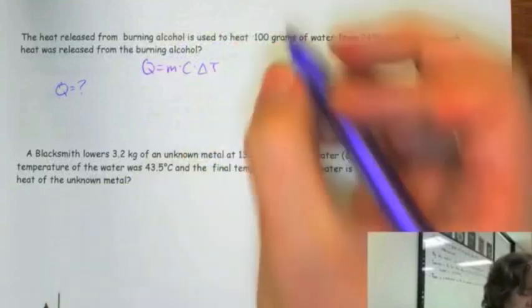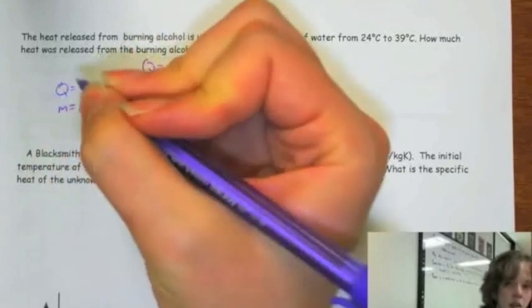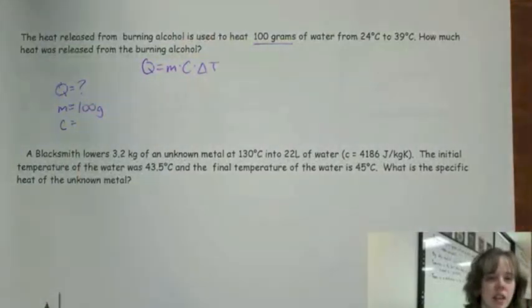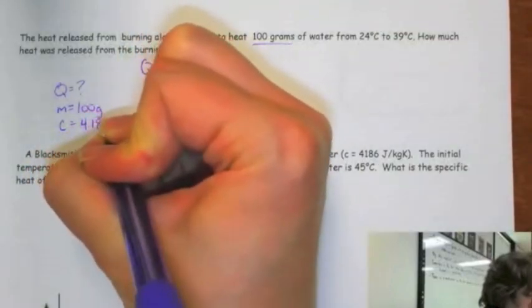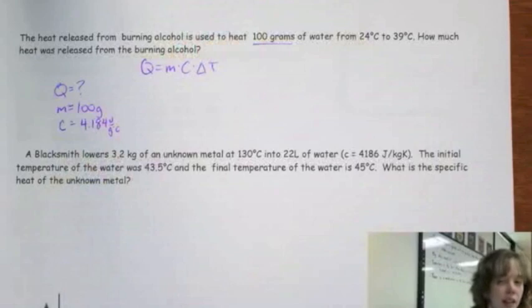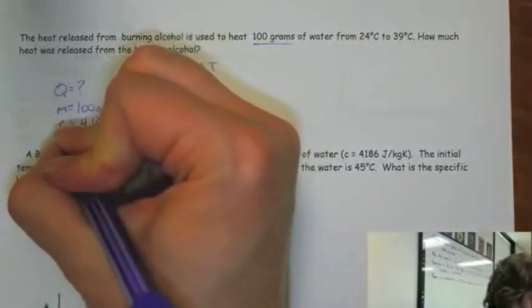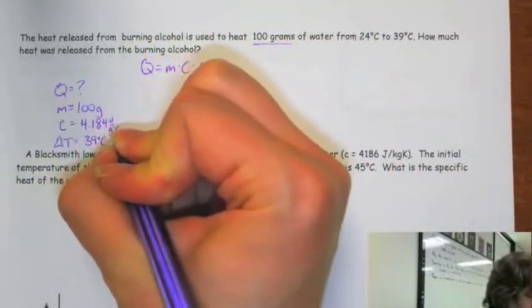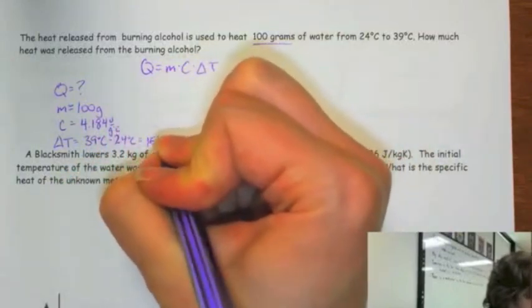Our mass, it tells us, is 100 grams. Our C is going to be our heat capacity for our water, and you're going to be given this in a table someplace. You need to be aware that our heat capacity for water, if it's liquid, is always 4.184 joules per gram degrees Celsius. We're going to talk here in a minute about what happens if it's not liquid. All right, and then our delta T, remember it's a change in temperature, so it's our final temperature, which is 39 degrees Celsius, minus our initial temperature, which is 24 degrees Celsius. And that's going to be 15 degrees Celsius.